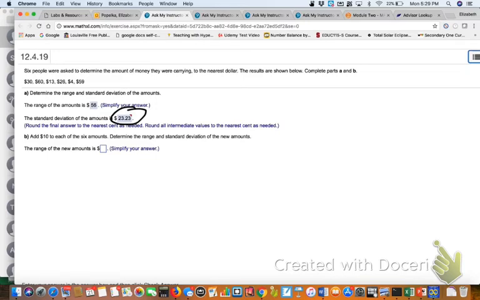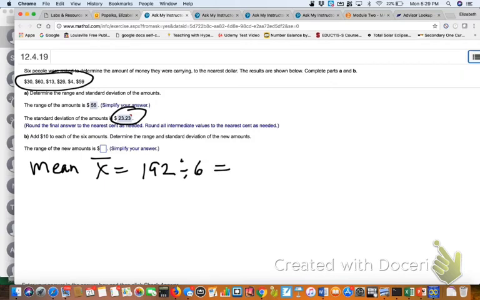Alrighty, so let's talk about where they got this answer that they put for standard deviation very quickly. So remember that your first step is that you need to find the mean of the set of data. And in order to do that, you need to add all of those numbers together. If I add all those numbers together, I get 192. And then if I divide by the 6 numbers that are in the data set, I get 32.